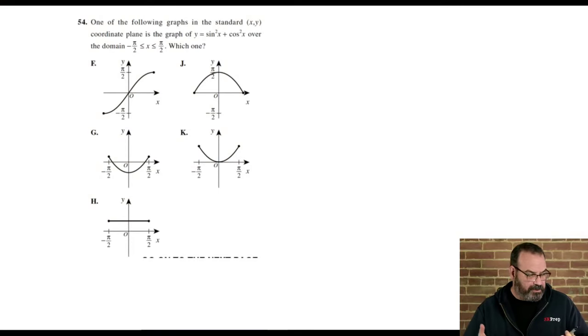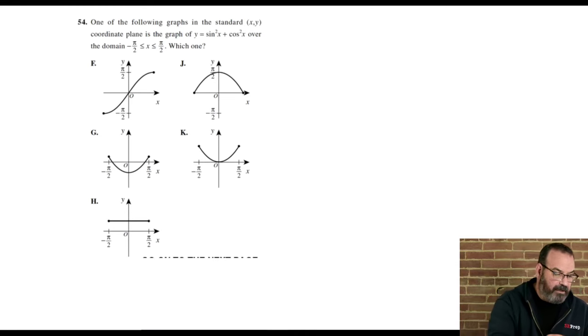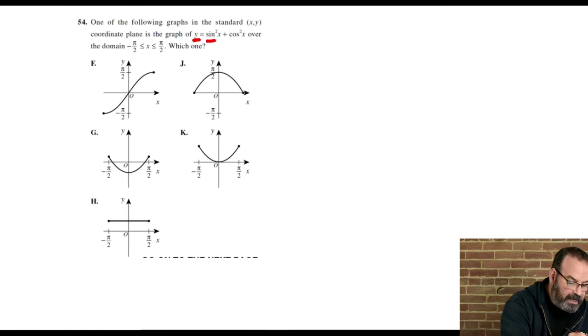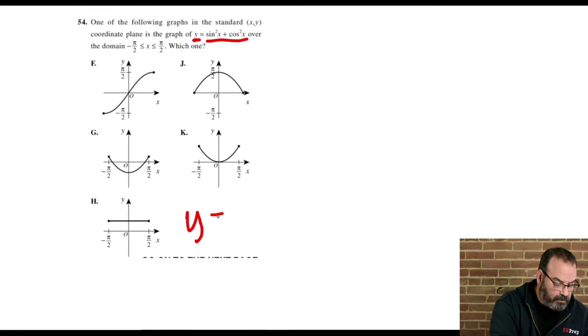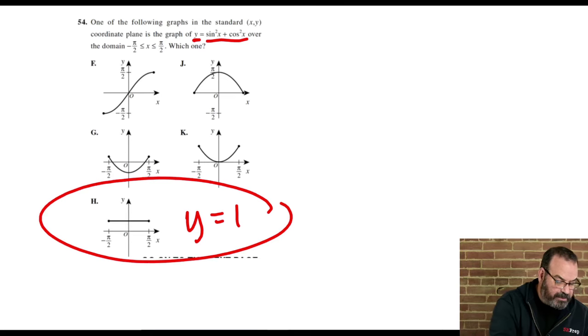All right, now here's a unit circle question that has nothing to do with a circle on it, but it says one of the following graphs in the standard xy coordinate plane is the graph of y is equal to sine squared plus cosine squared. Well, as we know as a trig identity, sine squared plus cosine squared is always equal to 1. That's the hypotenuse, the radius of the unit circle. And the graph of y is equal to 1 is answer choice H.